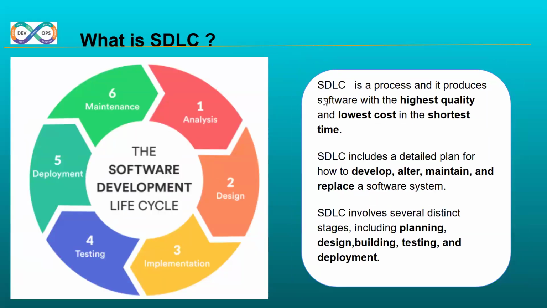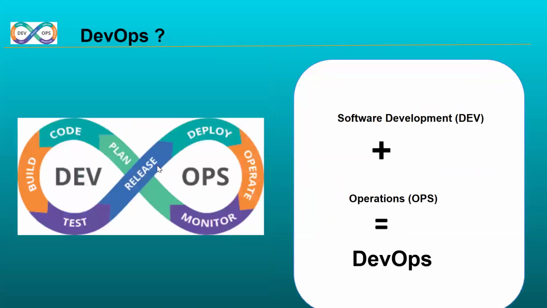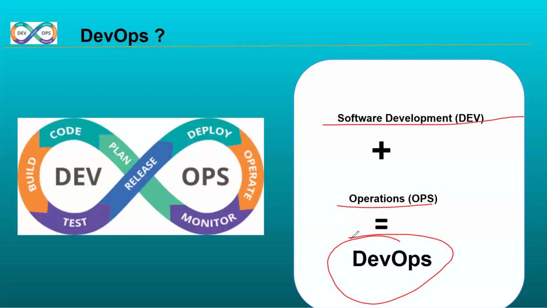So if you are a software developer or a software engineer, directly or indirectly, you are part of our SDLC process. If you are a developer, you write the lines of code. If you are a tester, you verify the functionality. But if you are a DevOps engineer, what exactly are you going to do? First, what is DevOps? The combination of software development plus operations, we call DevOps.